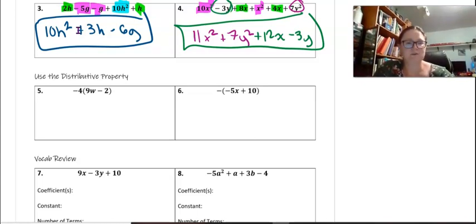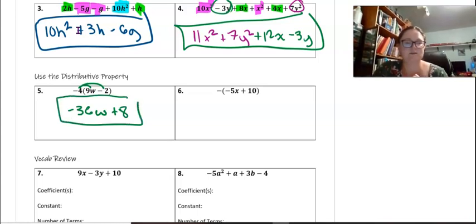So for this first one, it's pretty straightforward. You have negative 4 on the outside, and remember with distributive property, we're multiplying. Negative 4 times 9 is negative 36, and there's a w on there. And then here we have negative 4 times negative 2, which is going to be positive 8. So negative 36w plus 8.